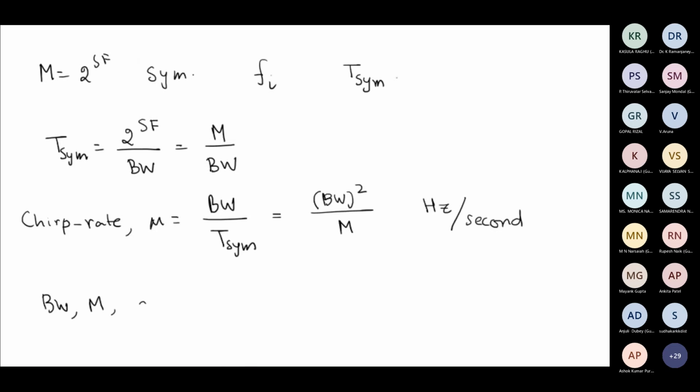So in order to completely characterize the CSS modulation, we need to characterize any two of these. So either we have the bandwidth and M, or M and the chirp rate mu, or mu and the bandwidth. So if we can specify any two of them, then we have completely specified the CSS signal set. Of course, provided we also know the center frequency FC.